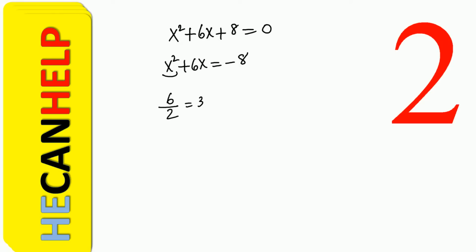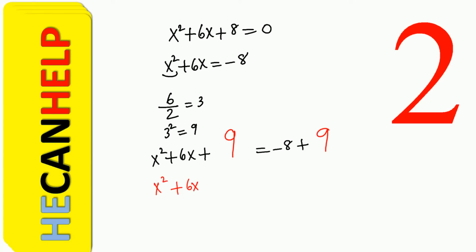What is the square of 3? The square of 3 is 9. So add 9 to both sides, so you get x squared plus 6x plus 9 equals negative 8 plus 9. So what do we get? X squared plus 6x plus 9 equals negative 8 plus 9 is 1. What is on the left? It is x plus 3, the whole squared, and that is equal to 1.